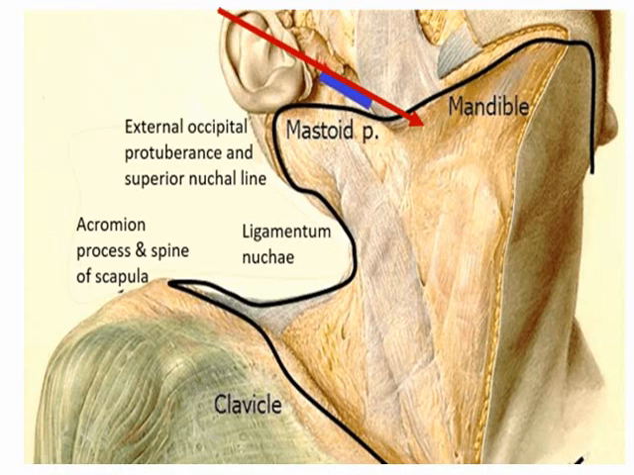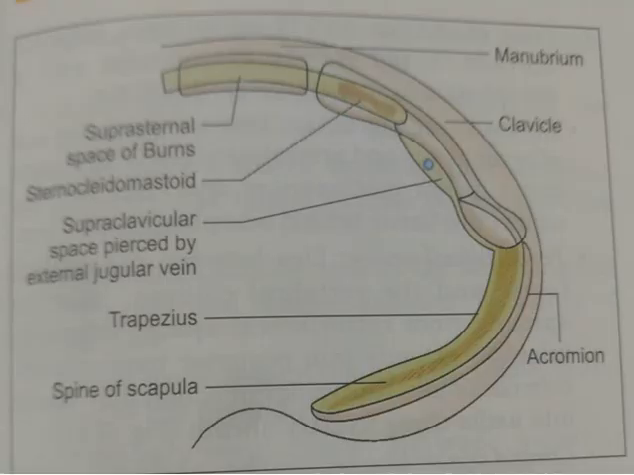So diagrammatically, if we show the inferior attachment, it will be seen like this. Inferiorly, anteriorly it is attached to the manubrium sterni. Here this is the manubrium sterni. Then it is the clavicle. From here to here is the clavicle. So it is attached to the clavicle inferiorly.